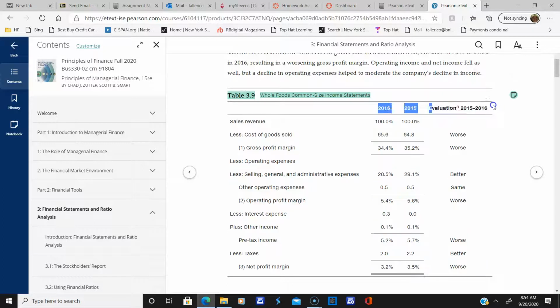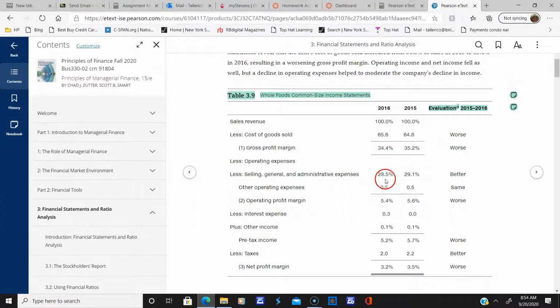Let's see if I can highlight that. Okay, so it's important to see what they're doing here. And you'll notice that the cost of goods sold went up. You see in 2016 how it went up? So things have gotten worse. The gross profit margin, you notice how it's gone down in 2016? So things have gotten worse.